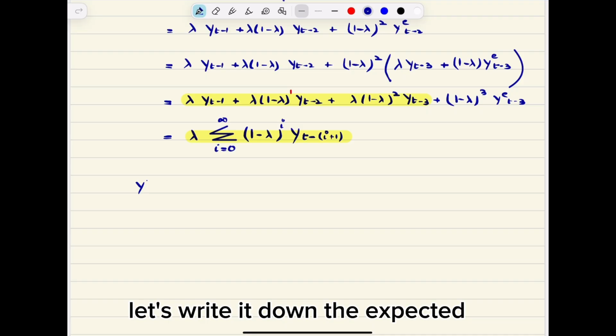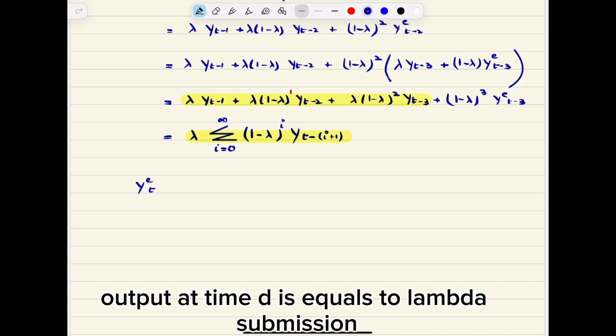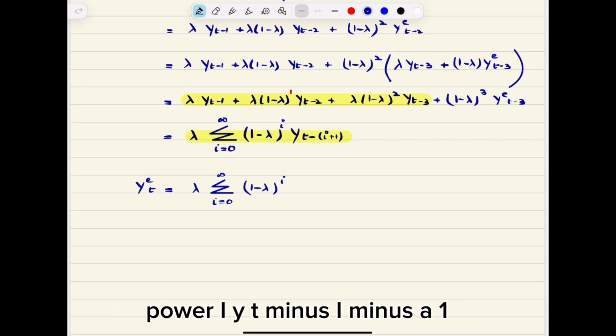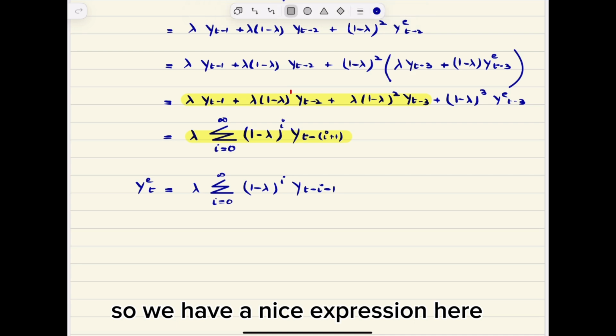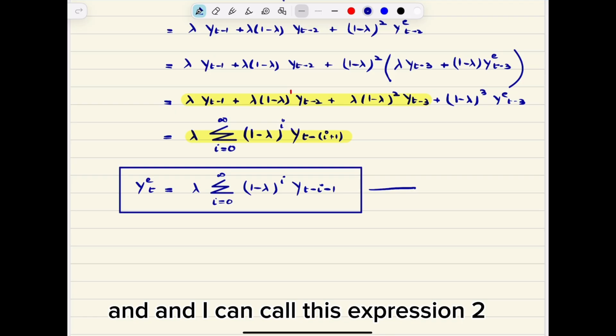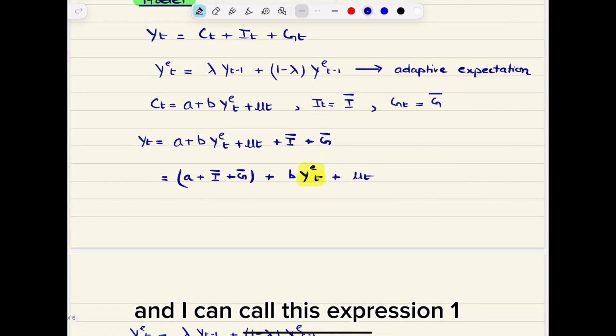Okay, now that we have this expression, let's write it down. The expected output at time t is equal to lambda times the summation, i from 0 till infinity, of (1 minus lambda) to the power i times Y_{t-i-1}. So we have a nice expression here, and I can call this expression 2, and I can call this expression 1.